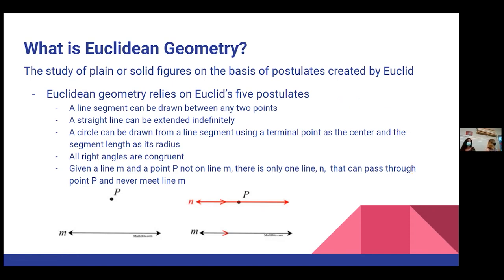And the fifth is the parallel postulate, which is the most relevant in hyperbolic geometry. It's demonstrated in these 2 pictures below. It says that through a given line M and a point P not on that line, there exists only one line, in this case line N, that can pass through point P without ever intersecting line M.